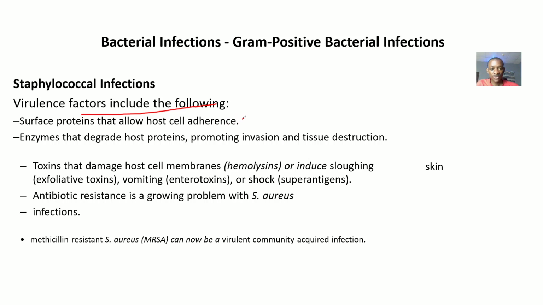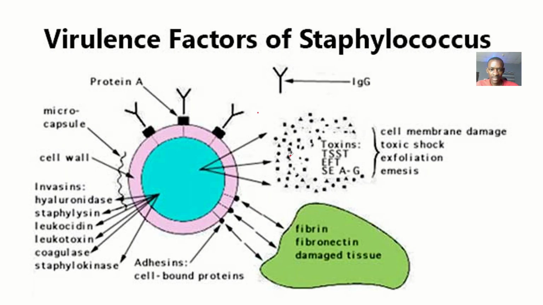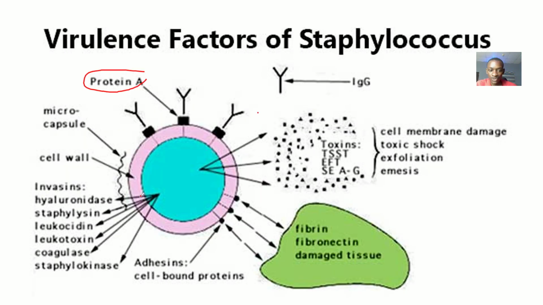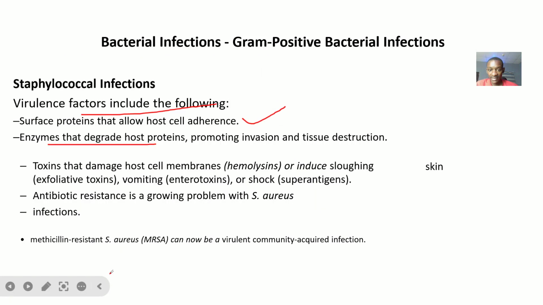The virulence factors include the following. We have the surface proteins. Basically, they have surface proteins that allow for host cell adherence, like protein A and the rest. So they have surface proteins that aid them to attach to the host cell. They also have enzymes that will degrade host proteins. You can see hyaluronidase, staphylokinase, the leukocidin, the leukotoxin, the coagulase, the staphylokinase. All these are enzymes that will break down and degrade the host proteins, promoting invasion and tissue destruction.